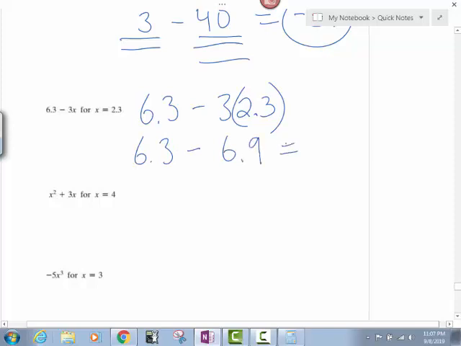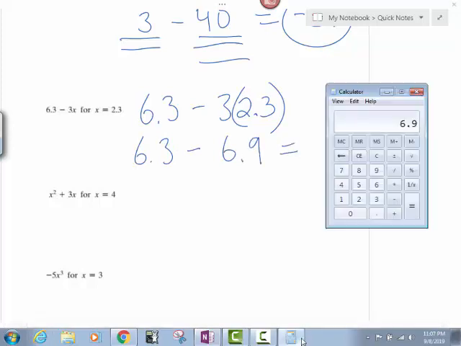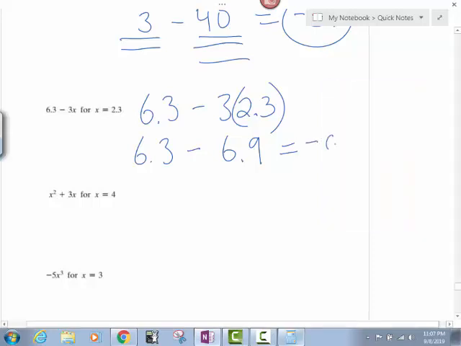Okay. I'm going to come back to my calculator. I'm going to punch my numbers in. 6.3 minus 6.9, negative 0.6. And we are done.